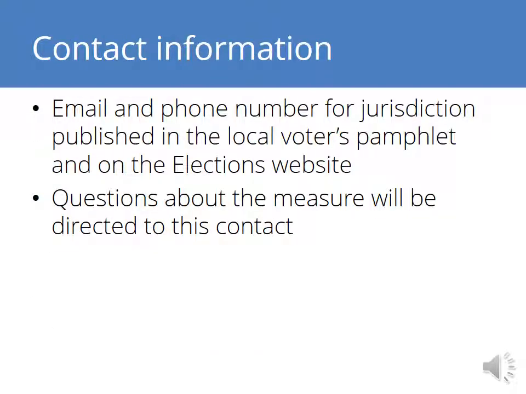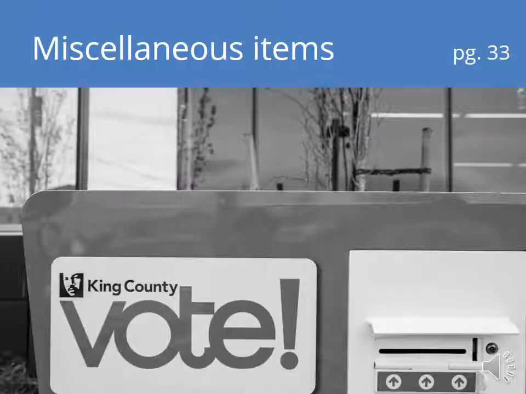An email address and phone number for the jurisdiction will be published in the local voters pamphlet. This contact should be able to respond to questions from voters regarding the jurisdiction's ballot measure. Lastly, miscellaneous items.